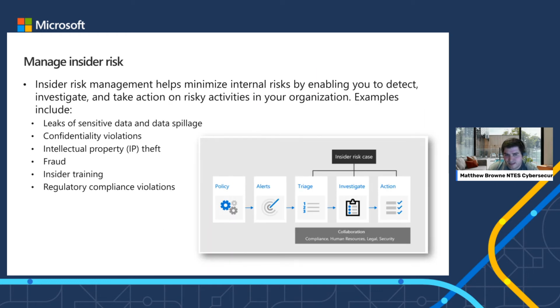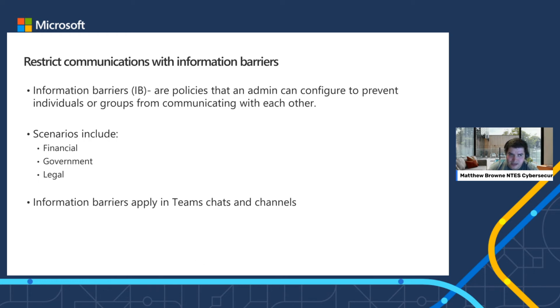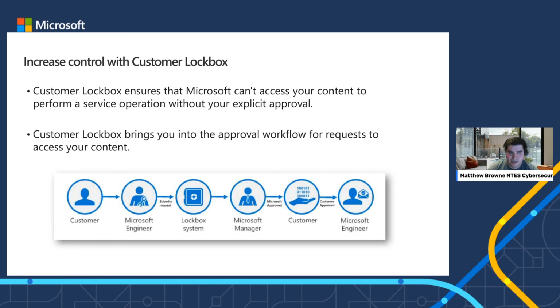Insider risk is something the MS-900 focuses on. Again, it's all security and compliance. It goes into all the different bits and pieces you need in that. Restrict communications and information barriers. You need to understand how legal, government, financial, HR, all that kind of builds into it. Increase control with customer lockbox. It's used if you're trying to properly hand over documents and files in a secure manner.